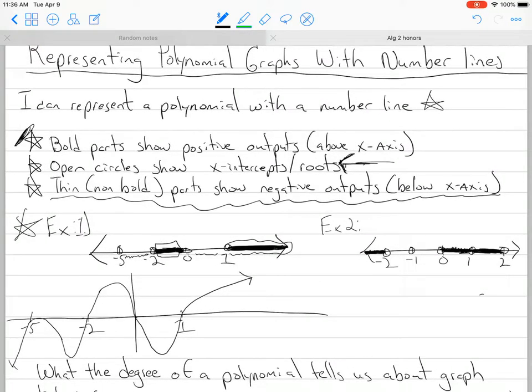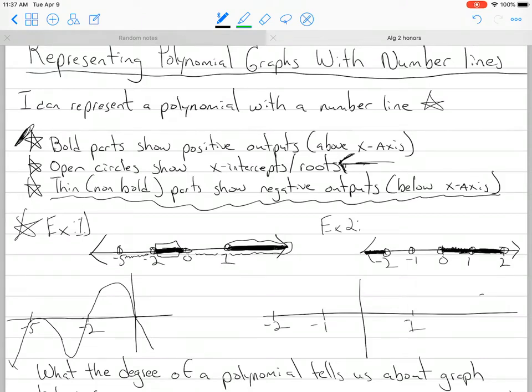Why don't you do the same thing with number 2? Copy down the number line and then draw what you think the graph should look like. I'm just creating more space for myself. All right, so hopefully you did that. Let me draw my number line. I got something at -2, -1, 0, 1, and 2.